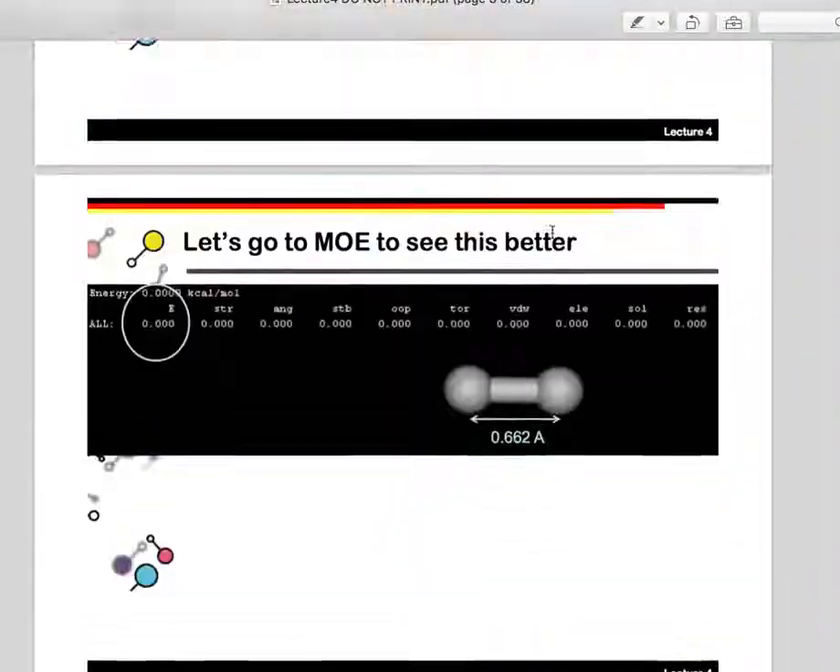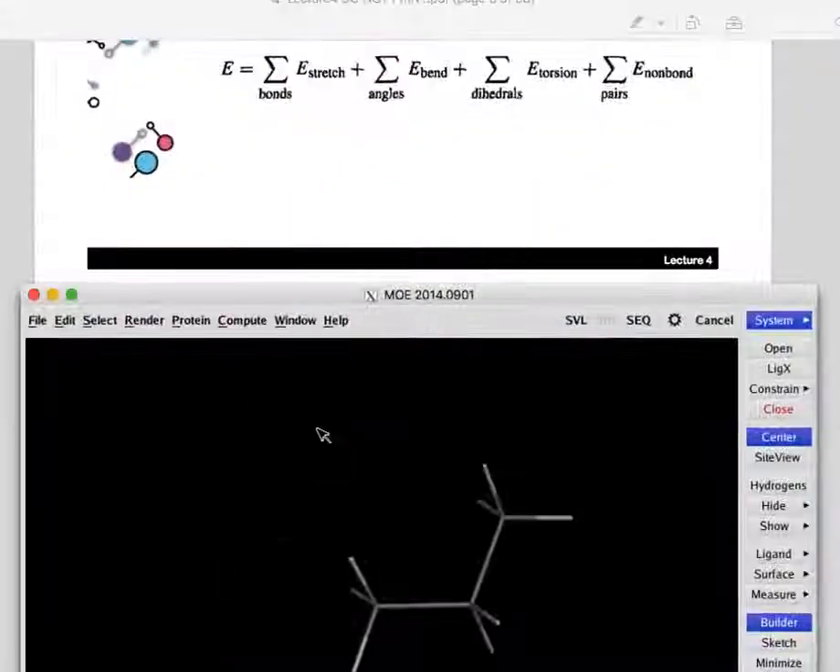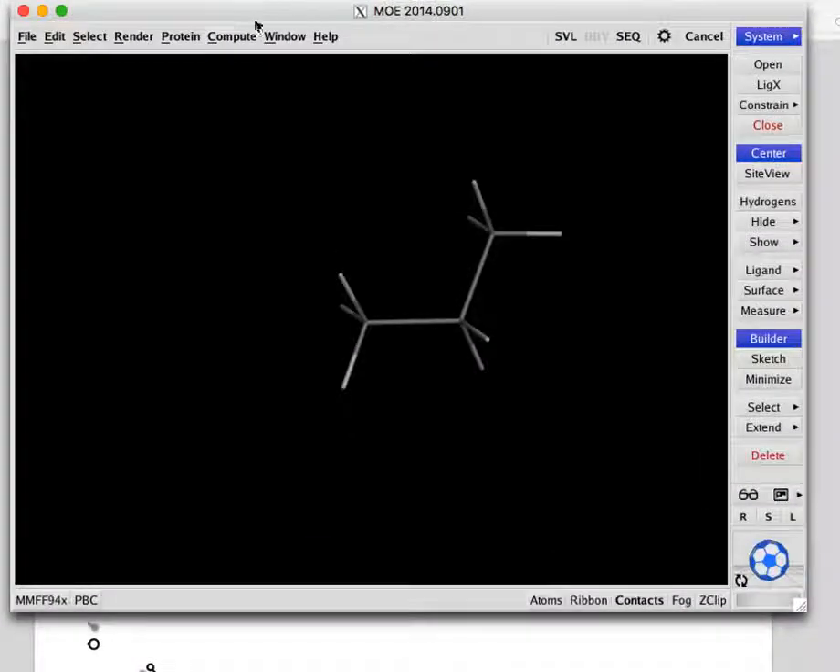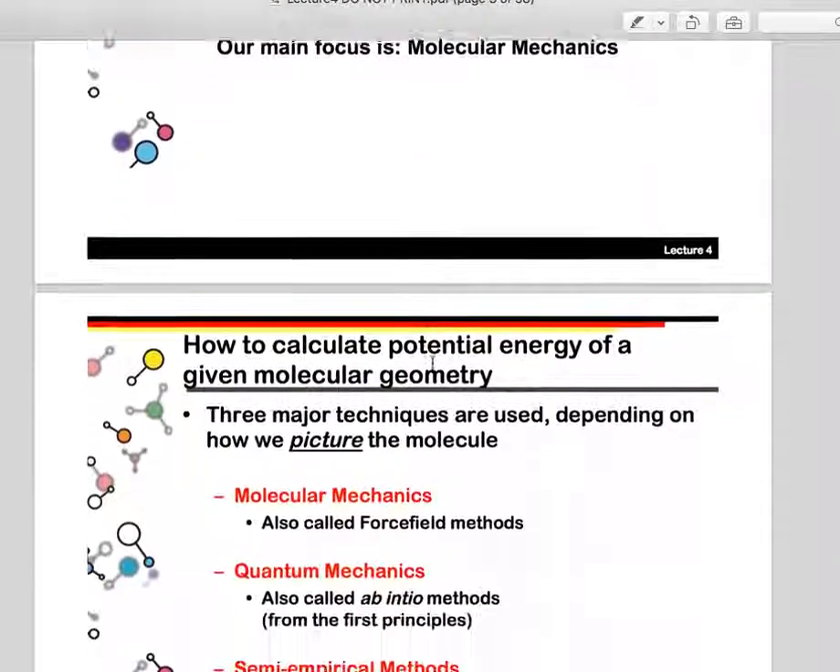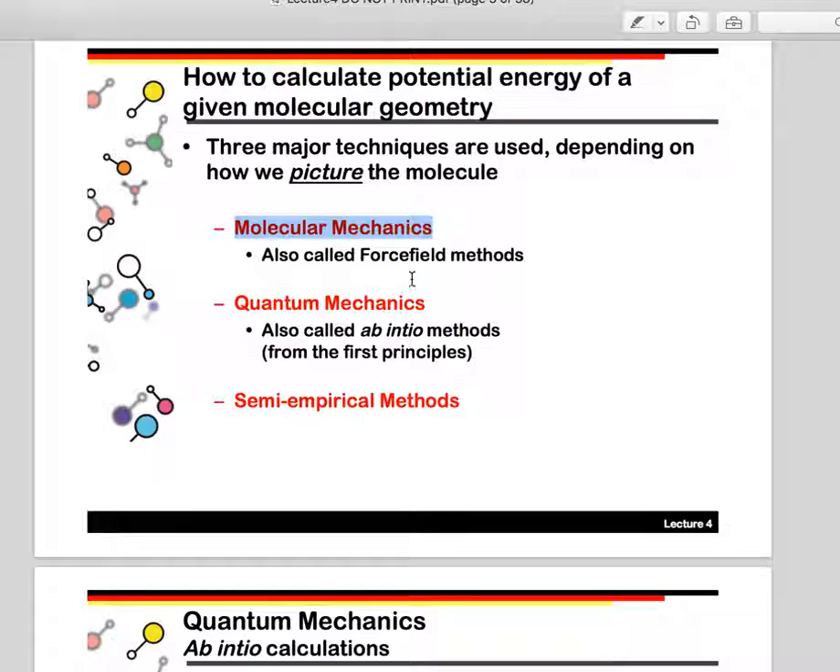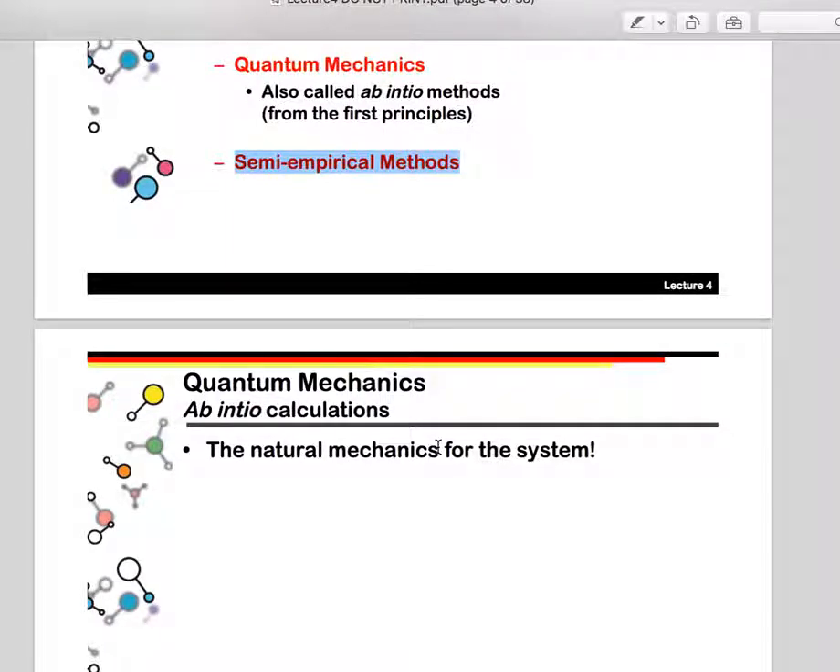Okay, so now I want to take one step further and ask myself, how did we compute? When I press compute here, what did the computer do? The computer would use one of two methods, the ones that I described in the very beginning: either molecular mechanics or quantum mechanics, or actually there's a third method which is a hybrid of these, called semi-empirical methods. Quantum mechanics is the natural mechanics that is used for the system. And as I explained in the lecture, it's a set of equations that solve the molecular system, and it is the natural way to solve them.